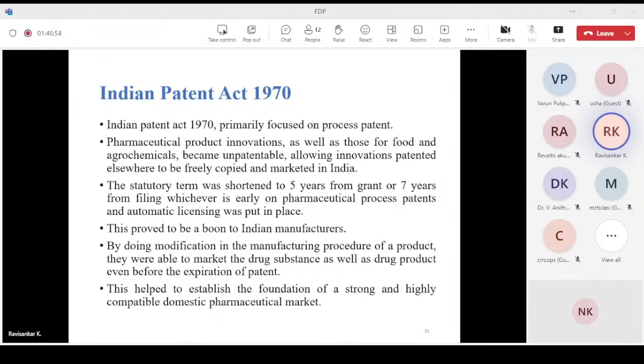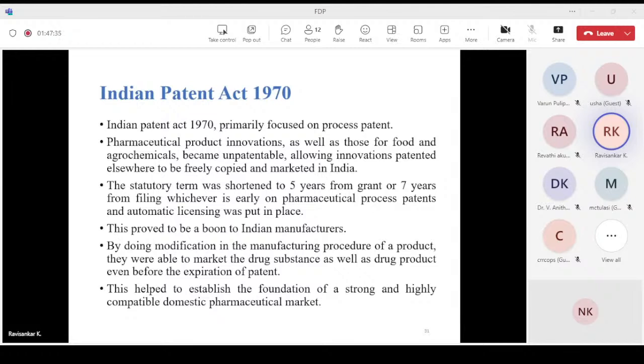So as I said earlier, the patents are territorial rights. These MNCs are already having patents in other countries like the US, Europe and other regulated markets. Since India doesn't have the patent for drugs, Indian companies copy the same process and the same product from foreign patent applications, and they prepare the same drugs in India. And in the 1970 Act, the term of the patents was shortened to 5 years from grant or 7 years from filing date, whichever is earlier, on pharmaceutical process patents, and automatic licensing was put in place.